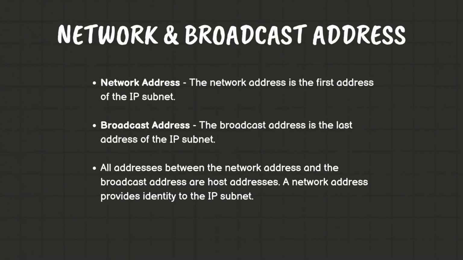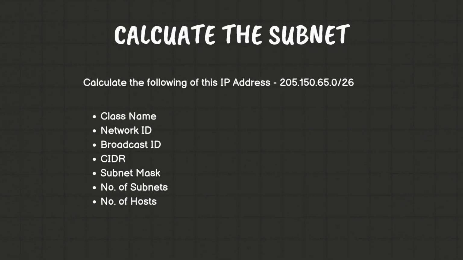Network and broadcast address. Now for the host ranges, we have some preoccupied addresses. These are the network address and the broadcast address. The network address is the first address of the IP subnet, while the broadcast address is the last address of the IP subnet. All addresses between the network address and the broadcast address are host addresses. A network address provides identity to the IP subnet. So we have looked into every major aspect of the subnetting section.